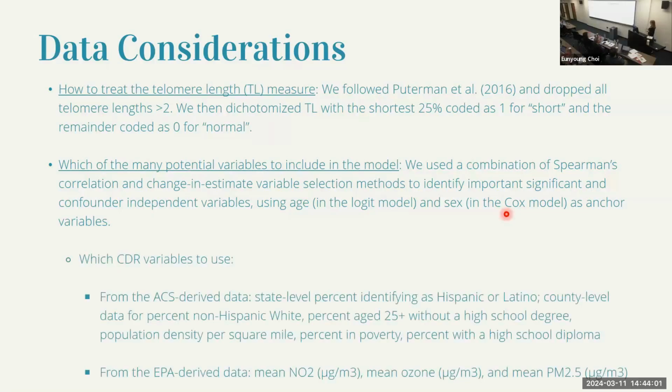So in the CDR data with the ACS, we have state level percent identifying as Hispanic or Latino. We have a variety of county level data, including percent non-Hispanic white, percent age 25 plus without a high school degree, population density per square mile, percent in poverty, and the percent with a high school diploma. Then from the EPA derived data, we have mean NO2, mean ozone, and mean PM2.5. These all came out as potential predictors of telomere length after we did variable selection.